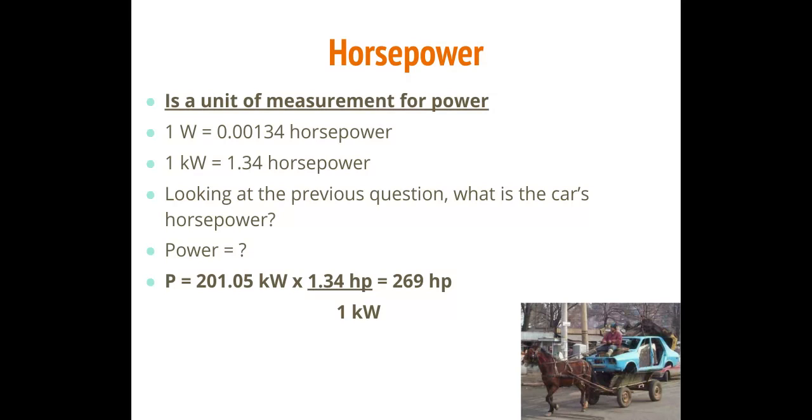Okay, now it says look at the previous question. This is referring to the last check your understanding, so if it doesn't make a whole lot of sense, this is why. Let's just say that in check your understanding number 5, you happen to get the answer of 201.05 kilowatts. It's asking you now to convert that into horsepower. So it would be 201.05 kilowatts times 1.34 HP, which is horsepower, which then equals 269 horsepower.